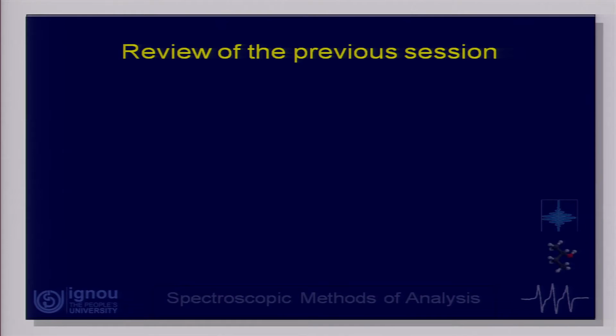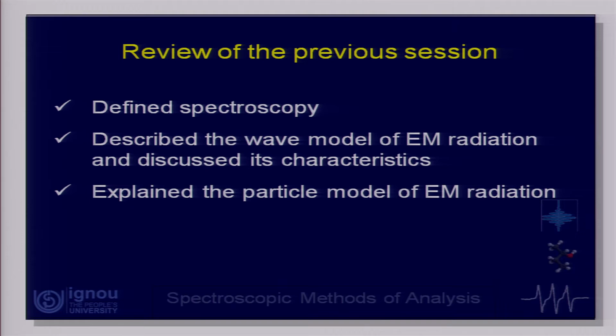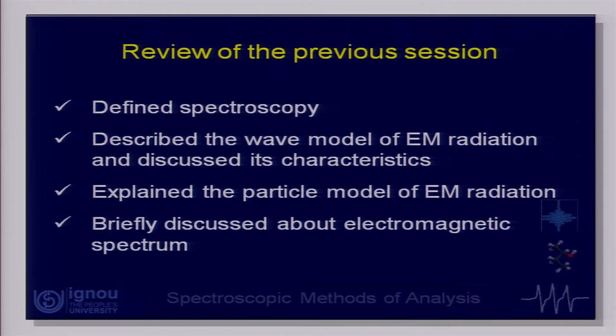Let us make a beginning by recalling what we did in the previous session. In the previous session, we basically started by defining spectroscopy to be the interaction of radiation and matter. Having defined that, we primarily focused on the nature of electromagnetic radiation. We started by describing the wave aspect or the wave model of electromagnetic radiation and discussed in detail about the characteristics of EM radiation there. Thereafter, we took up the quantum mechanical or the particle model of EM radiation, and then we briefly discussed the electromagnetic spectrum, that is a spread of different kinds of EM radiations what we can have.